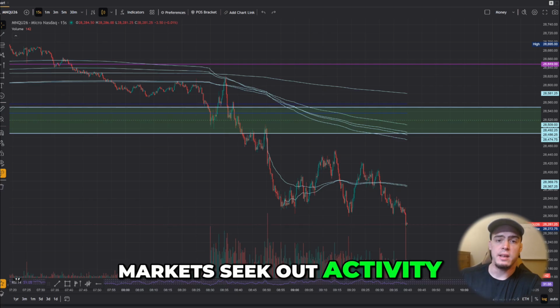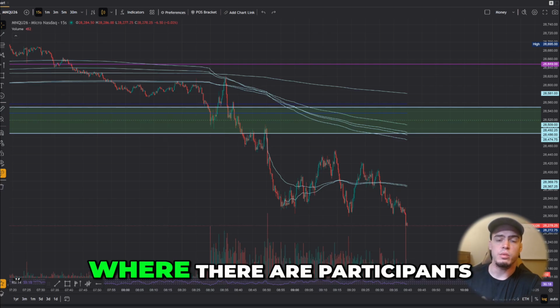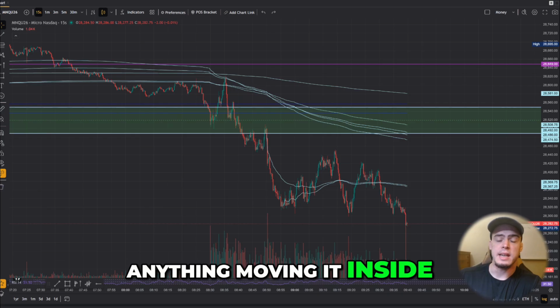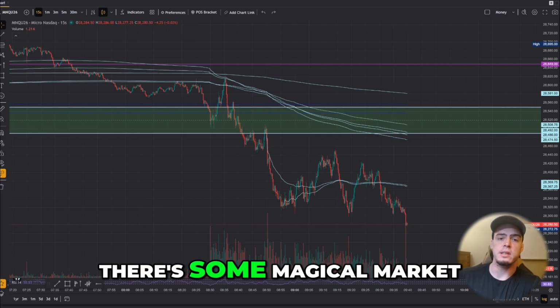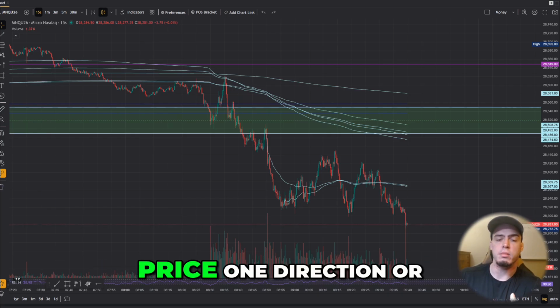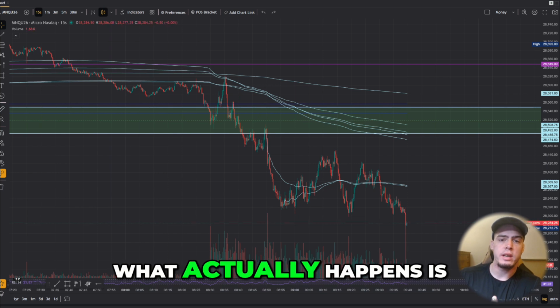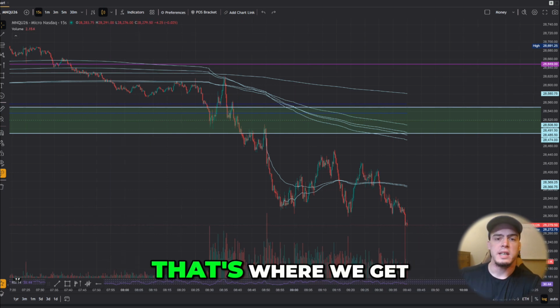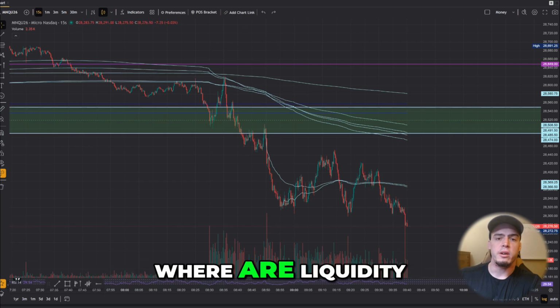Markets seek out activity. They go to prices where there are participants. That's not because there's anything moving it inside of there. There's no dynamic where there's some magical market maker who's shoving the price one direction or the other. What actually happens is that there's nothing there, and so the market goes to where there is something. That's where we get into ideas of understanding where the liquidity is.